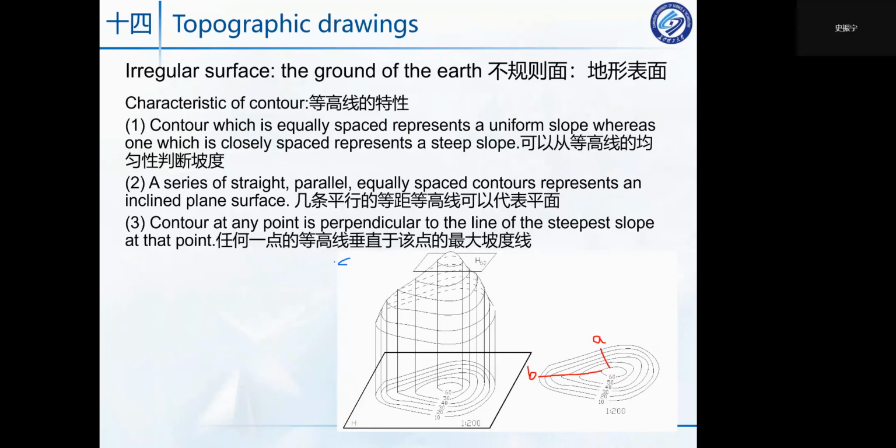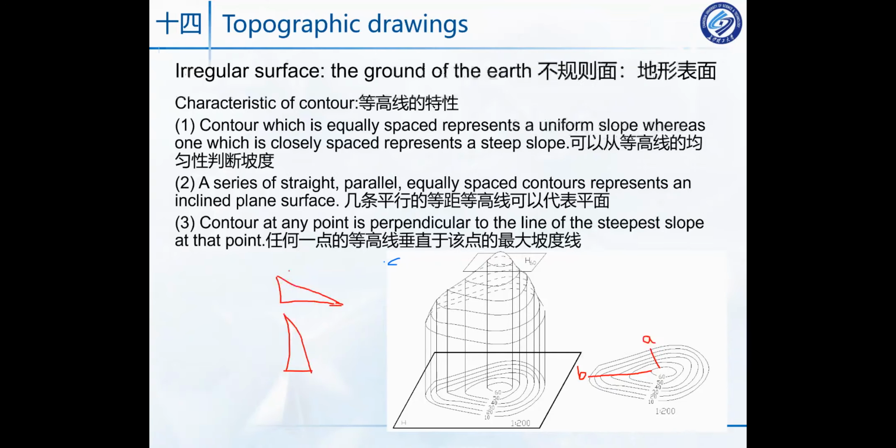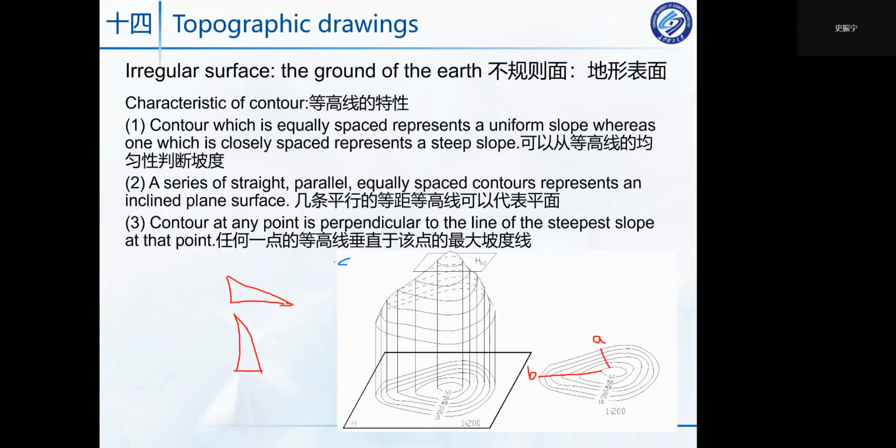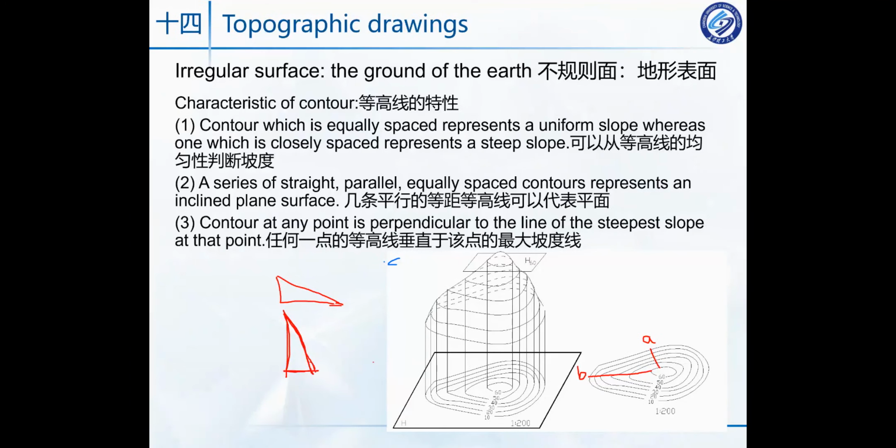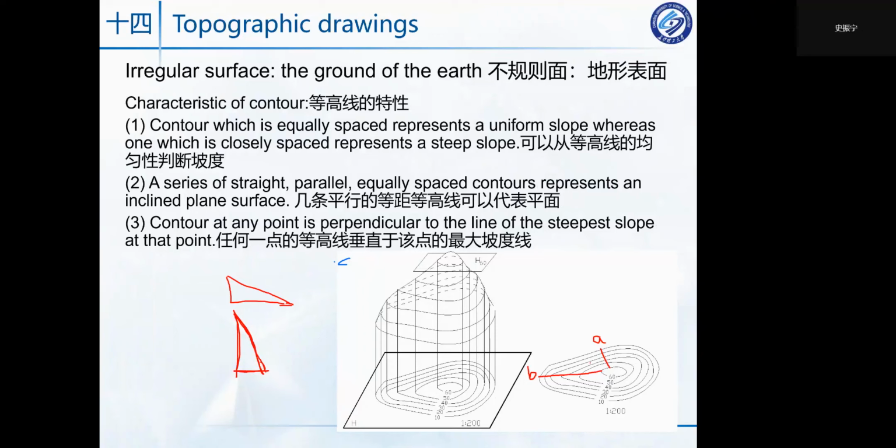Can you understand what is steep or gentle? For example, this one, we say this slope is gentle, and this one is steep. A, yes, A is more steep.